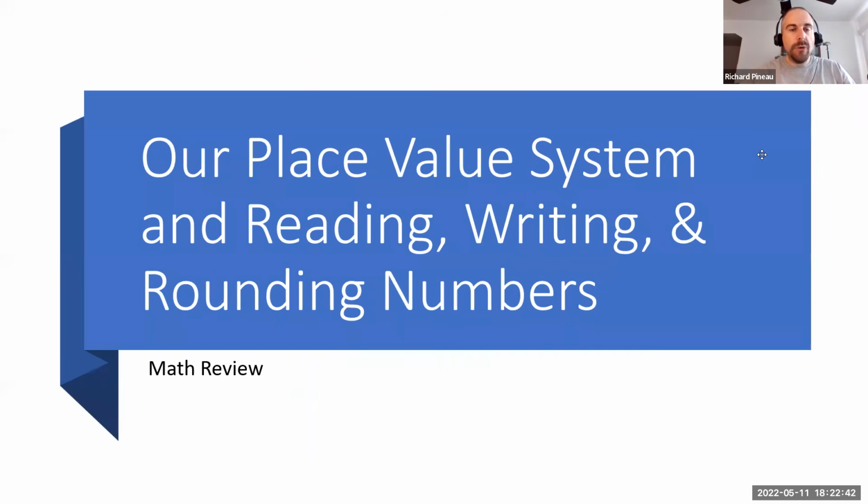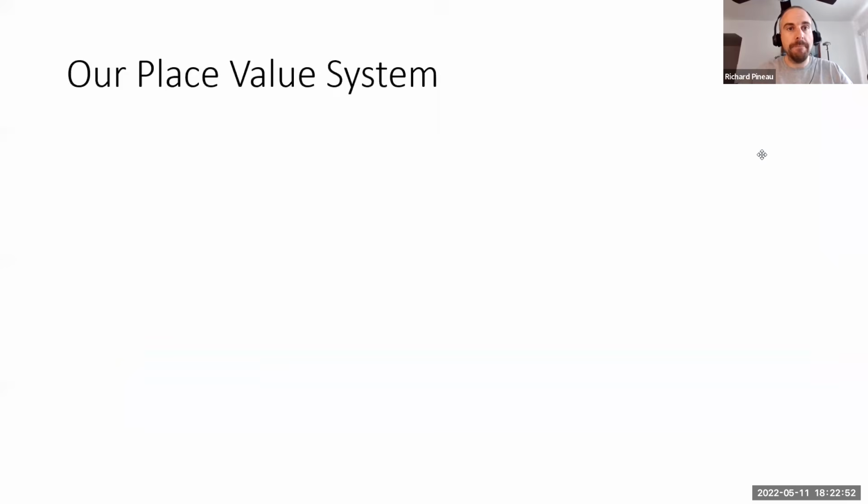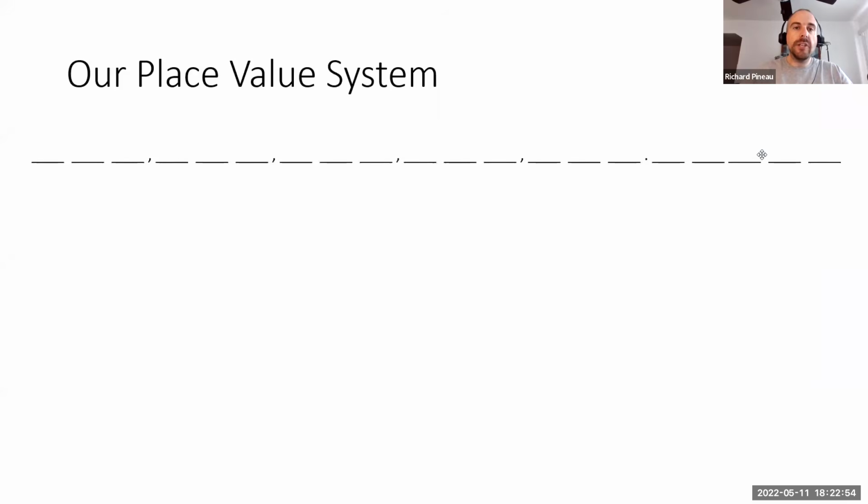The first concept that we're going to look at deals with our place value system and reading, writing, and rounding numbers. So this is a rather important set of skills that we often use every day. So we have to remind ourselves how the place value system works. On the screen, you'll notice that we have a bunch of dashes, a comma, and what appears to be a period. And what we need to remind ourselves is how exactly we read numbers.